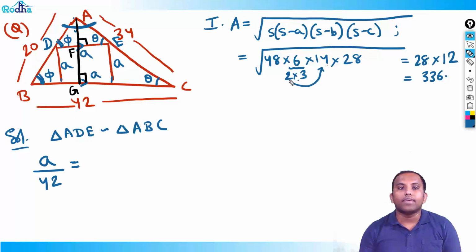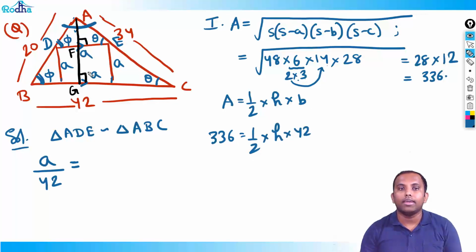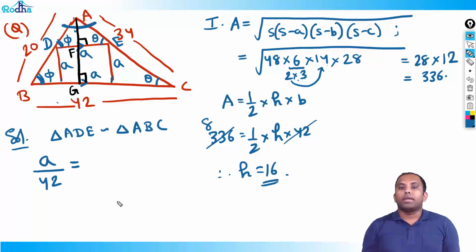And this I should equate with the area of a triangle, which is half into height into base. What is the area? 336. What is the height here? You need to calculate. What is the base here? 42. Obviously we'll get the value here, simply cancel 8 times. So the height you will get as 16. So by this you can get the height as 16. This is the first method to get the height.